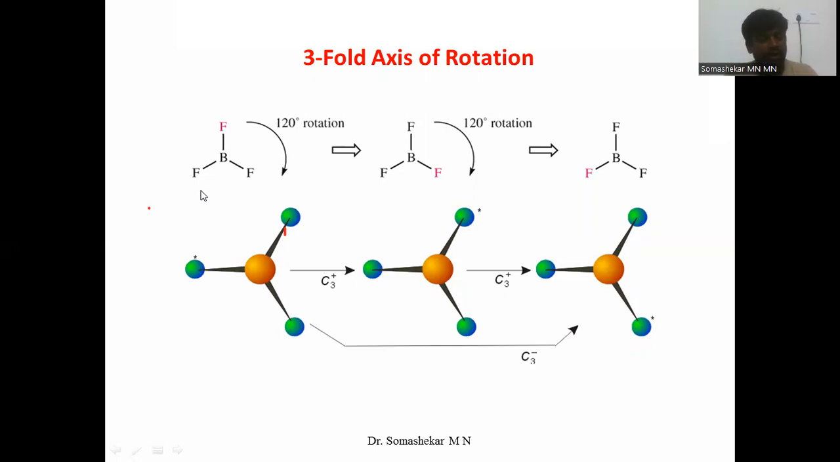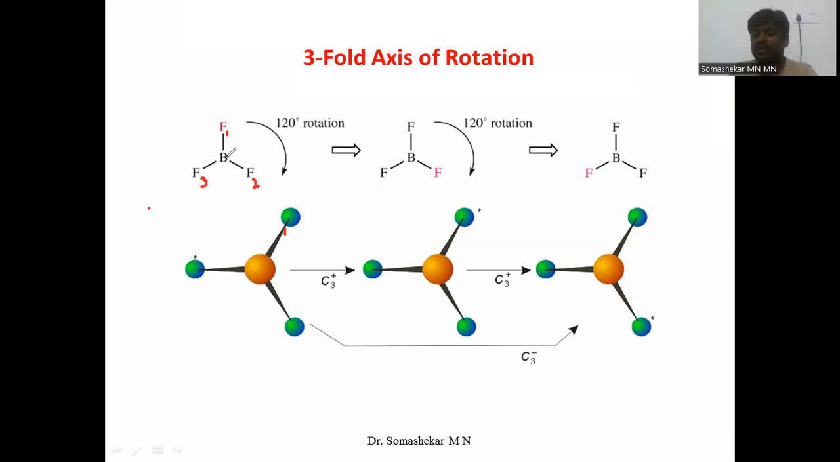So in the BF3 molecule, we have a threefold axis of rotation. That means now I will number these fluorines 1, 2, 3, right? You just rotate it by 120 degrees.